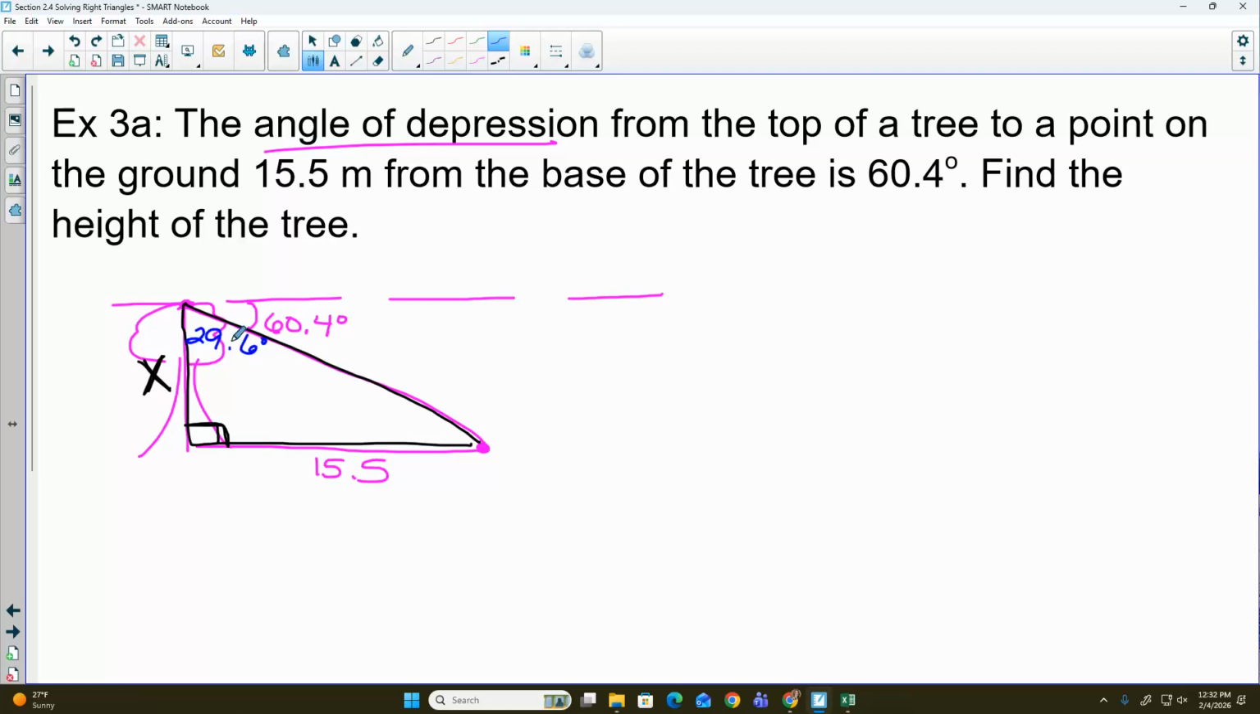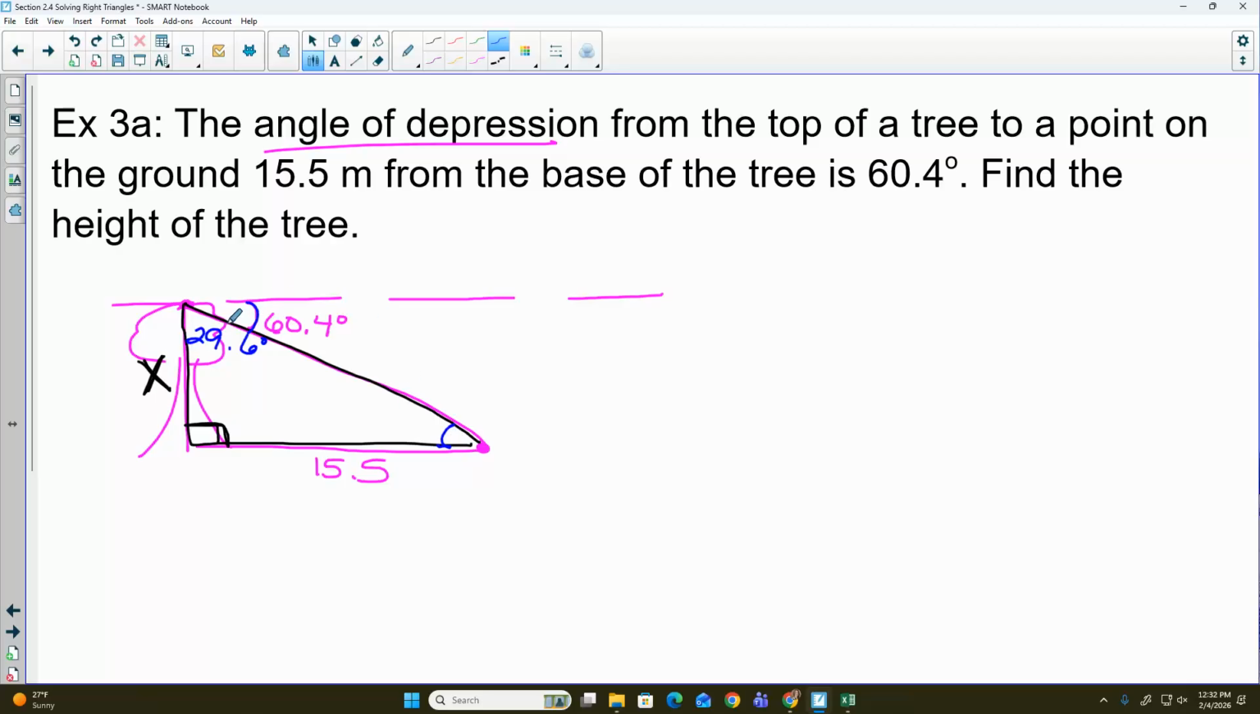Did anyone have a different option? You could have done alternate interior angles. Remember at the beginning we talked about some angle relationships. So this angle and this angle would be the same. So you could have said that's 60.4. I don't care. You just have to have one angle in the triangle.